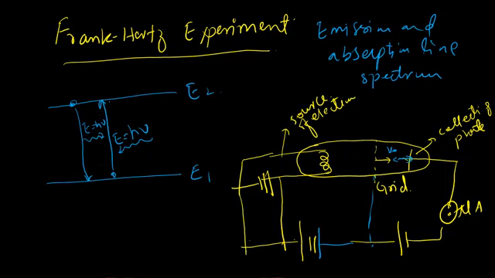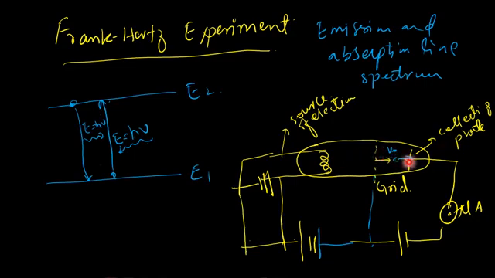So Franck and Hertz bombarded the vapor of various elements with electrons of known kinetic energy. So this was the source of electrons. Electrons were created by thermionic emission, so the electrons were of known energy. There were different elements within the glass tube which were in the vapor phase, and the vapors of various elements were bombarded with electrons of known kinetic energy.